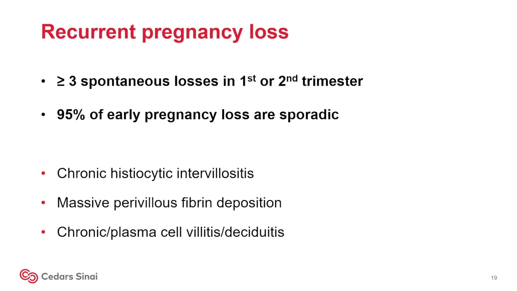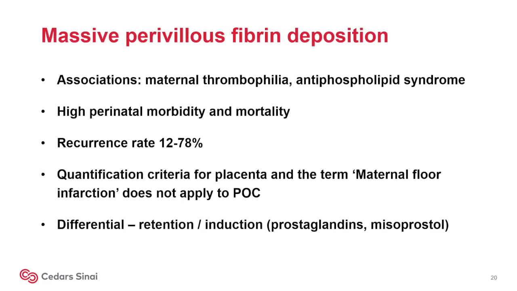And these are things you should be looking for in POC examination, particularly in the setting of recurrent pregnancy loss. Let's start with massive perivillous fibrin deposition. There are a couple of maternal associations that are quite important and we see often, and those are maternal thrombophilia and antiphospholipid syndrome. This is a condition that is associated not only with recurrent missed abortions, early pregnancy losses, but also later on in pregnancy, in the second trimester, for example, with high perinatal morbidity and mortality.